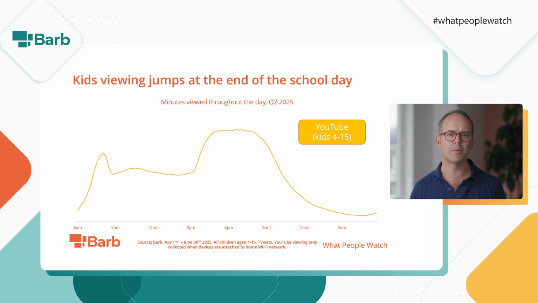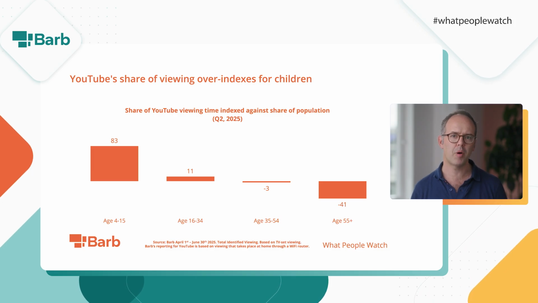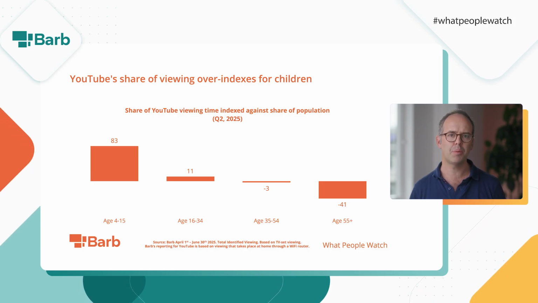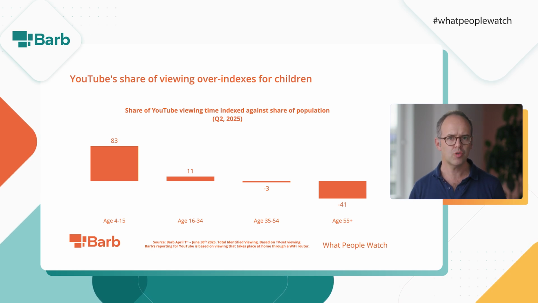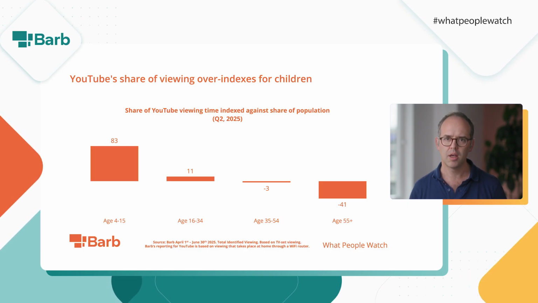Their in-home viewing jumps notably at the end of the school day. If we take the share of YouTube viewing for each age band and index it against the share of population, we again see how disproportionately important young viewers are for YouTube on a TV set. Children accounted for 27% of viewing time to YouTube on a TV set in Q2 this year, but they are only 15% of the UK population aged 4+, a strong over-index of 83. 16 to 55-year-olds are much closer to average, while those aged 55+ are perhaps unsurprisingly under-indexing.